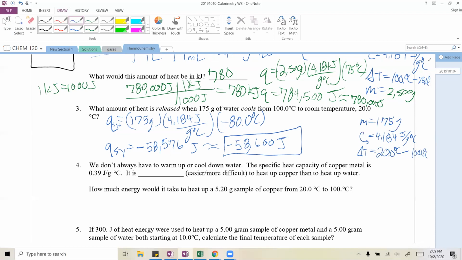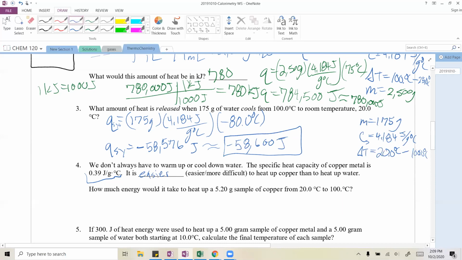And so that's our beginning ones. But it doesn't always have to be water that we warm up or cool down. It can be any other material. So let's take copper metal, for example. Copper metal has a specific heat capacity of 0.39 joules per gram degrees Celsius. And so when we compare that to water, is it easier or harder to heat up? The specific heat capacity tells us the amount of energy needed per gram per 1 degree Celsius. And so copper is going to be easier to heat because it requires less energy.